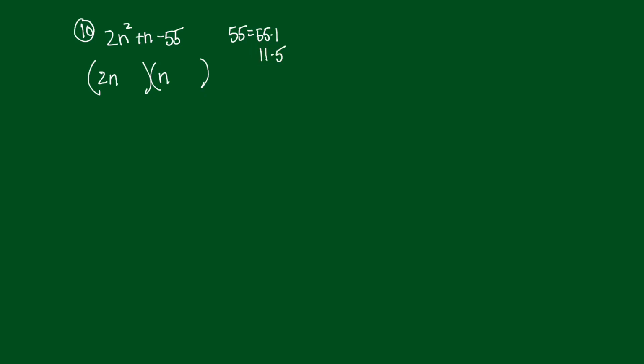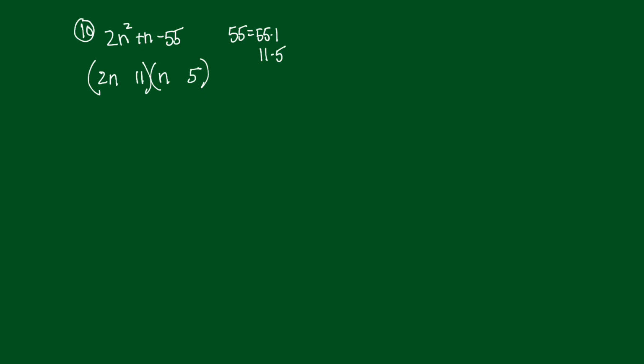Now, I'm going to start with the pair that's closest together. I'm going to start with 11 and 5. Now, where do I put these? Well, I'm not going to put the 11 here, because 11 times 2 is 22, and I've just got a 1 here. That just seems too big. So I'm going to put the 11 here and the 5 here.